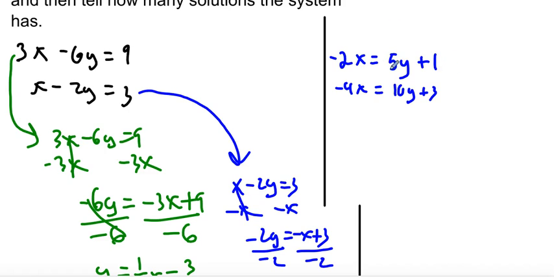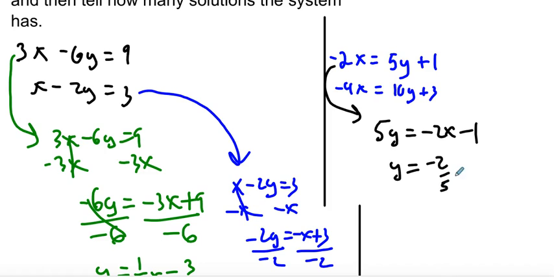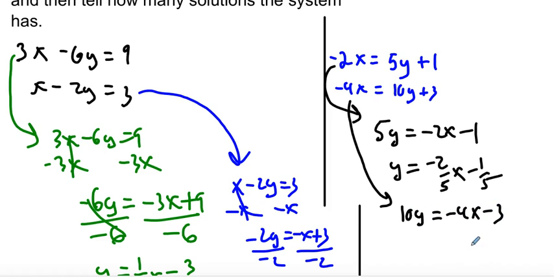All right, so if I take the first one and subtract the 1 over there, I get 5y is equal to negative 2x minus 1. Then if I divide by 5, I get negative 2/5 x minus 1/5. Okay, and then if I do the same thing for this one, subtract 3 over there, I get 10y is equal to negative 4x minus 3. Divide everything by 10. Negative 4 over 10 is negative 2/5 x, and then that's negative 3 over 10.